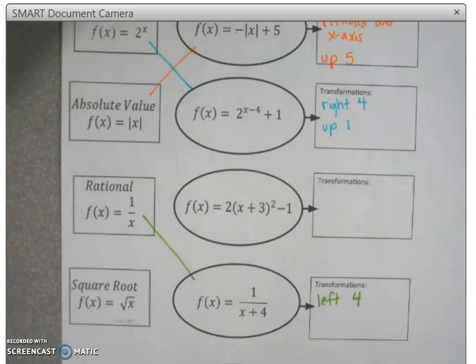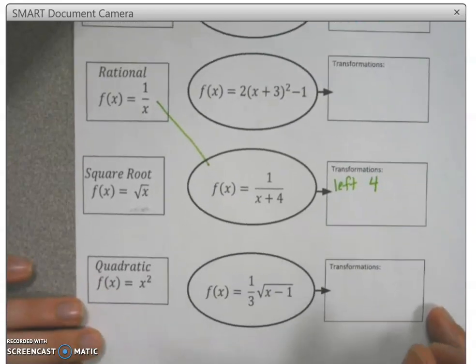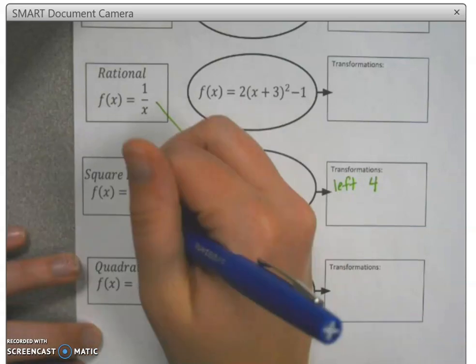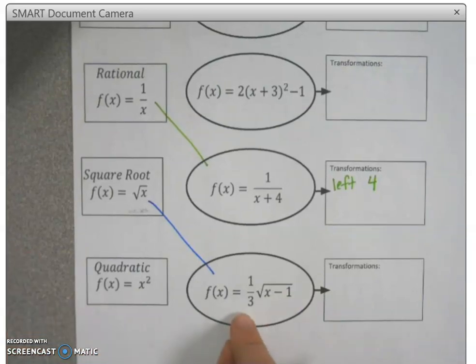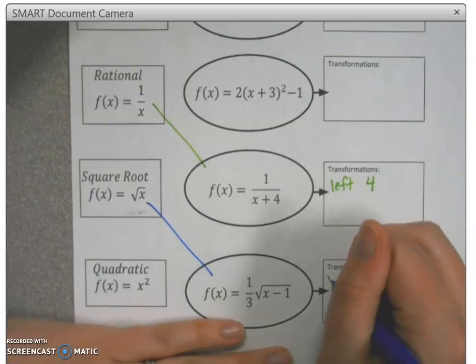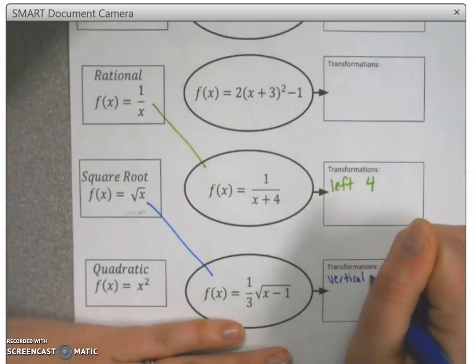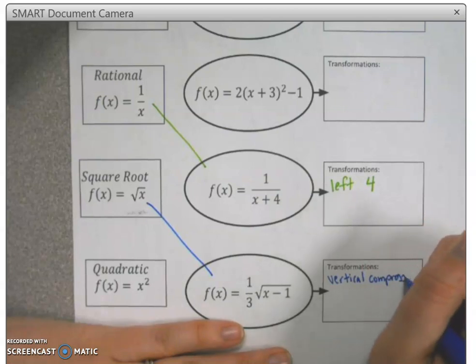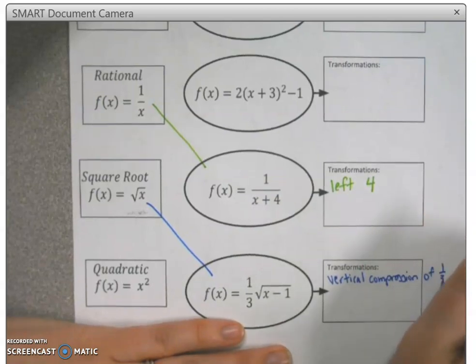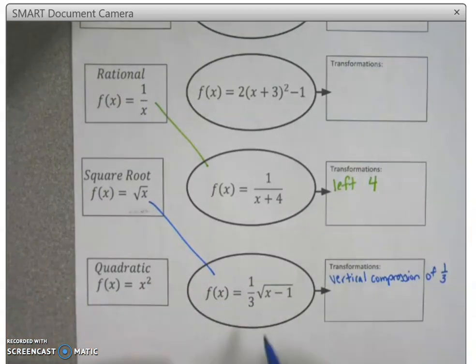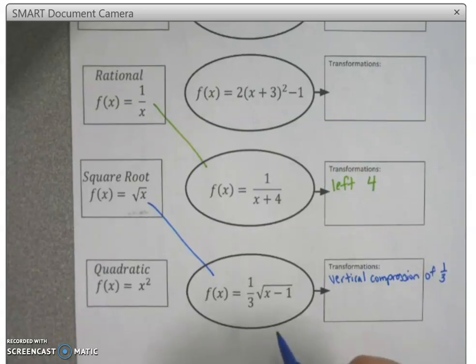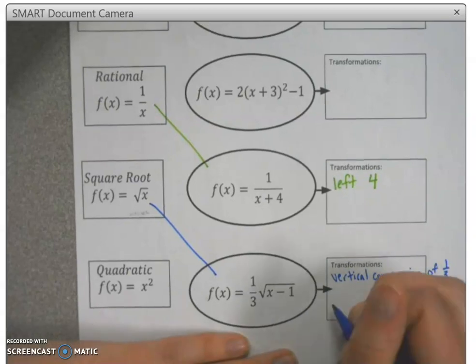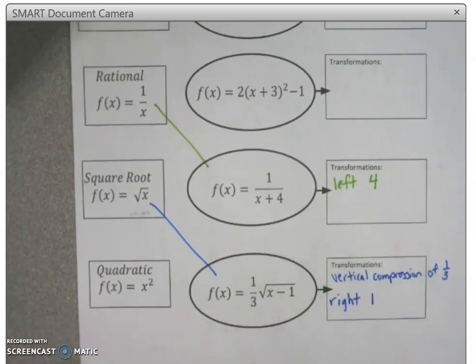Next is square root. So square root of x turned into 1/3 square root of x minus 1. So this 1/3 is between 0 and 1, which means this is a vertical compression of 1/3. This minus 1 is inside the radical. So if it is inside, that means it goes left and right. Negative goes right. So this went right 1.